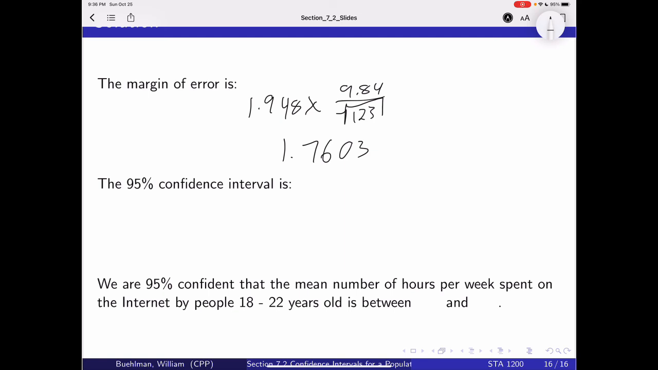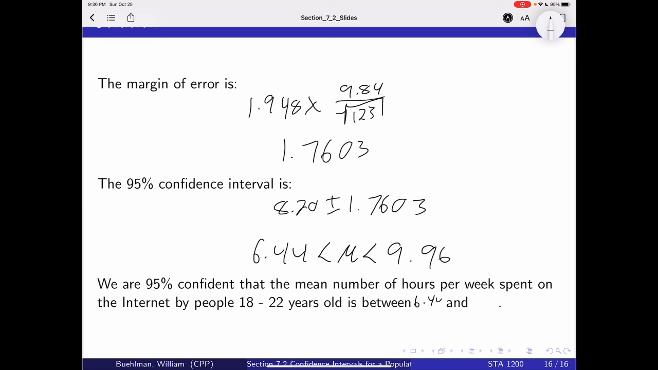And now we can calculate our confidence interval, which is our sample mean plus or minus our margin of error. So 8.20 plus or minus 1.7603, which gives us 6.44 is less than mu, which is less than 9.96. So we can say we are 95% confident that the mean number of hours per week spent on the internet by people aged 18 to 22 is between 6.44 and 9.96.